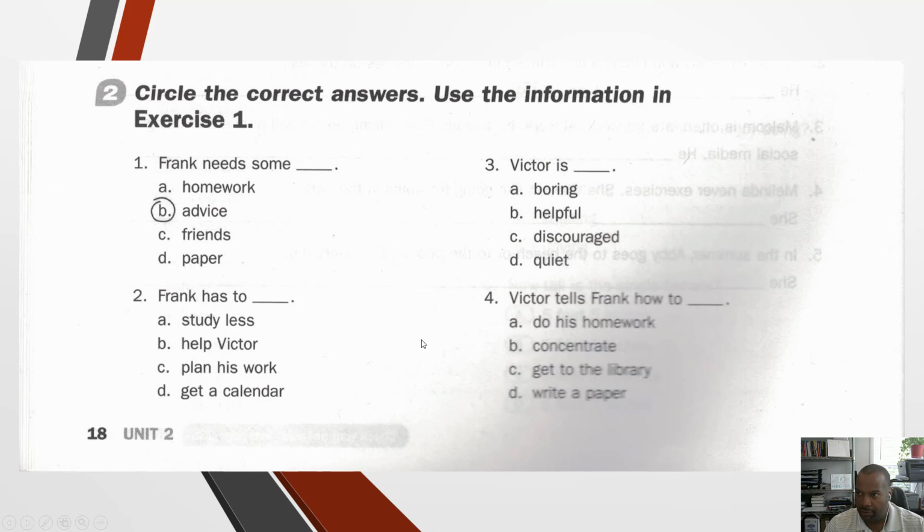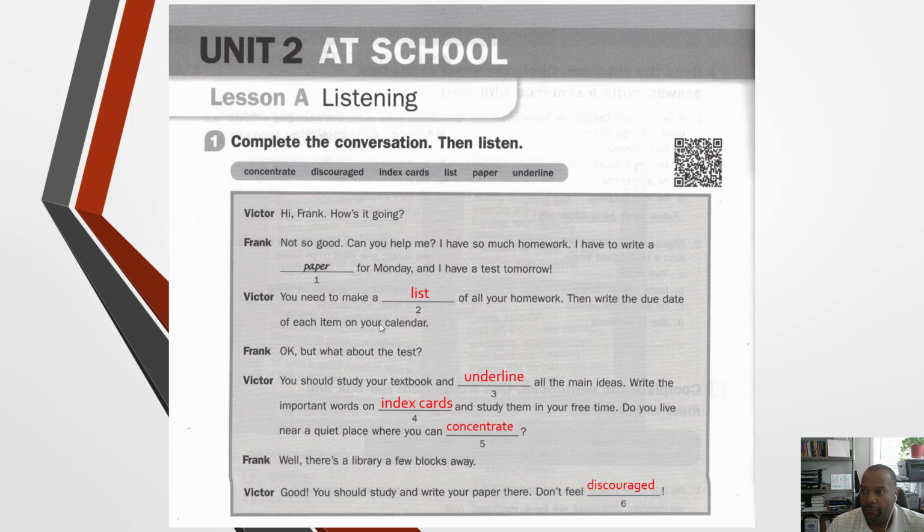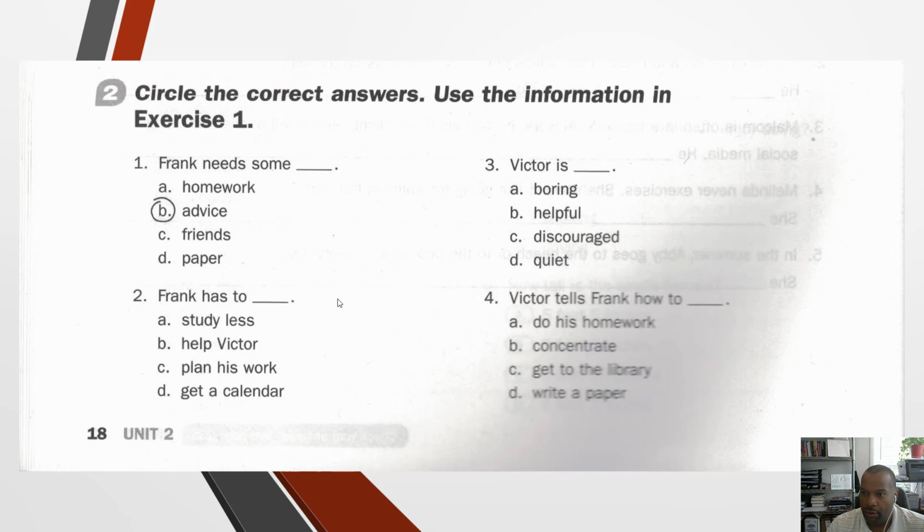Okay, so hopefully you had some time to pause the video and to go through our conversation here in A1 to answer our questions in number 2. All right, so let's go through these. First one was done for us. Frank needs some B, advice. Right, this one was done for us. Advice. Number 2, Frank has to, I chose C, plan his work. Frank has to plan his work.